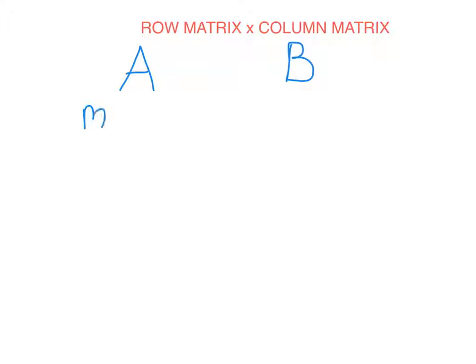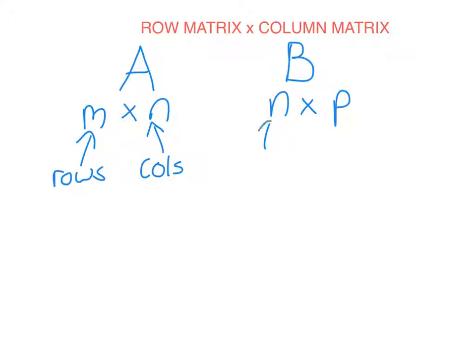So if A is an m by n matrix, remember the first number is how many rows, and the second number is how many columns, B has to be n by p. So again, rows by columns. Now you're probably thinking, well, what does that mean?